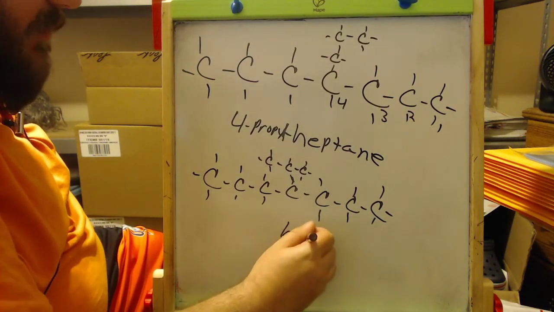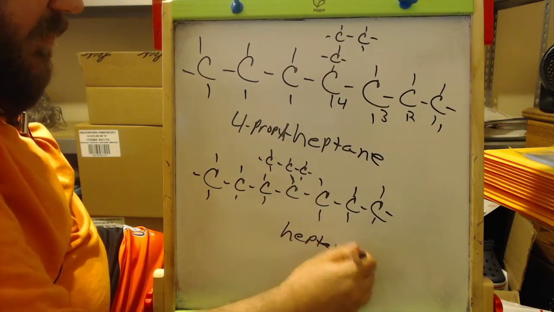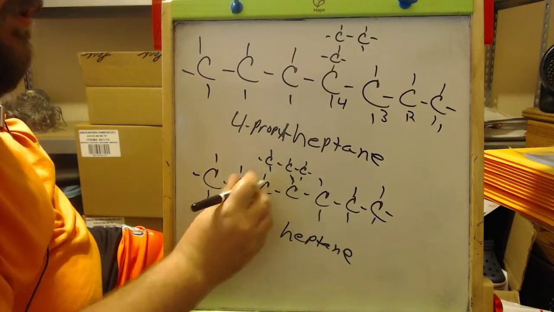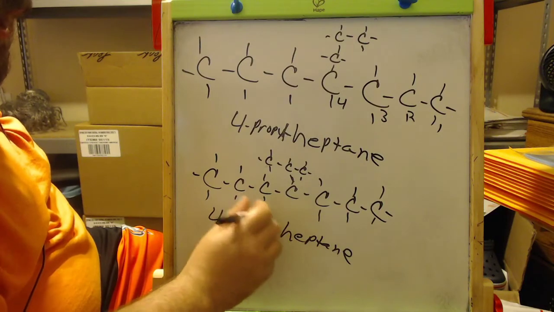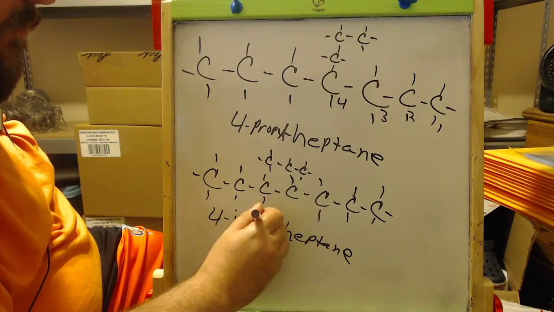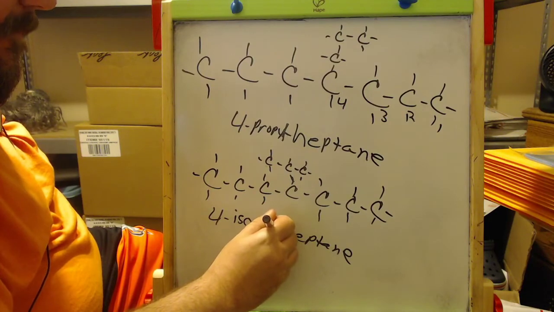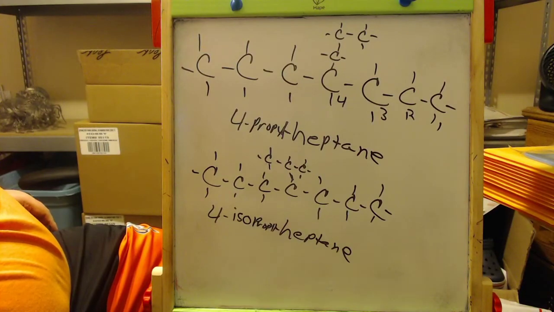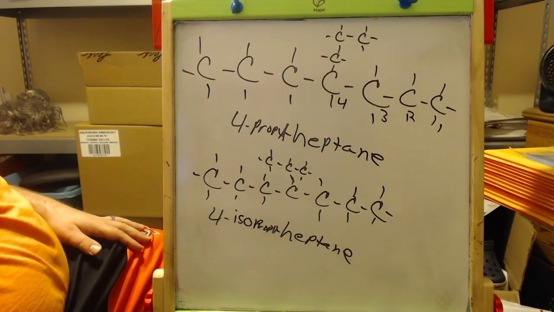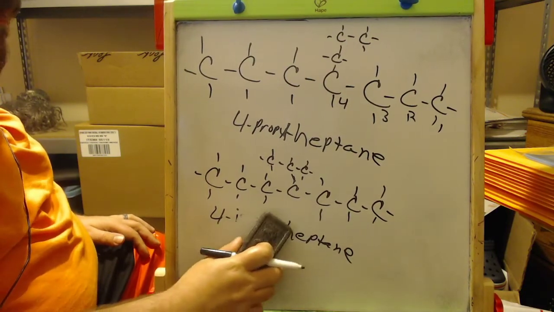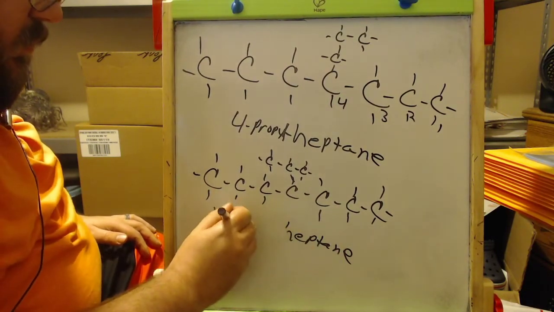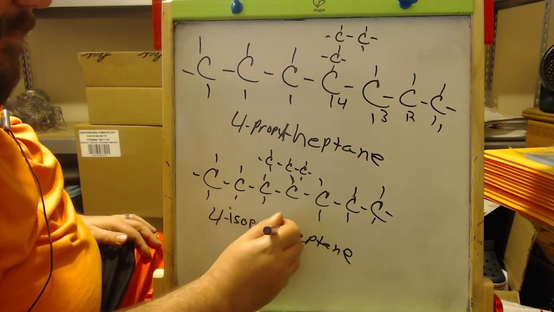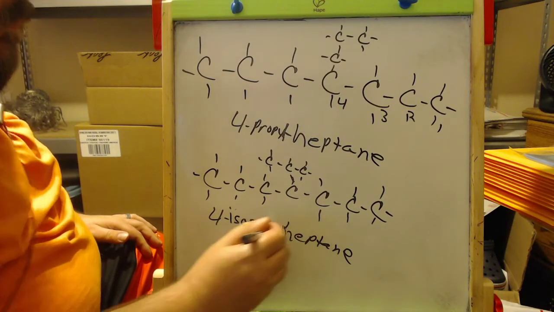So we still call it heptane. It's still on the 4th carbon, but since it's attached to the middle, it's known as iso. Isopropyl heptane. Let me write that a little bit better here. Isopropyl. And I did it again. You get it. Isopropylheptane.